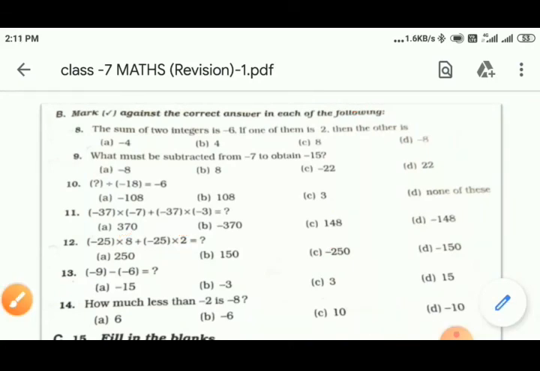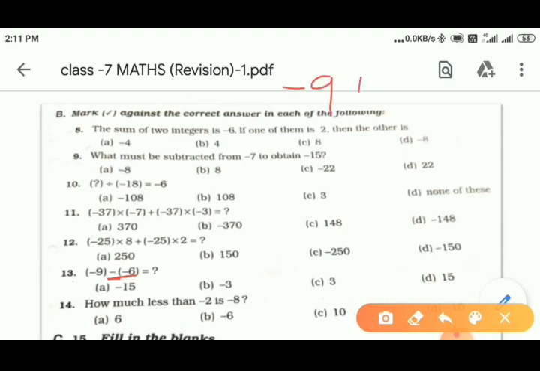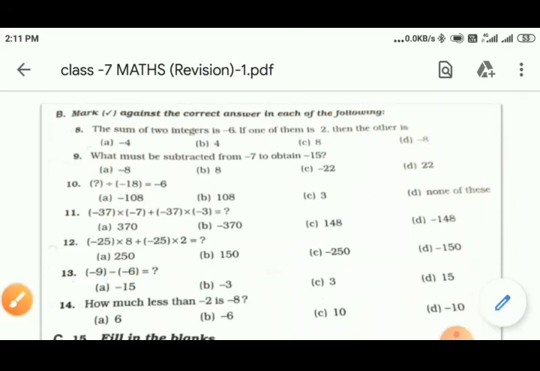Similarly, we can solve 13th. It is just simplification. You need to solve this bracket first of all, and we know how to solve bracket. These two signs come together, minus minus become plus. So our equation will become minus 9 and minus minus plus 6. Minus 9 plus 6 will give us minus 3, because different sign we need to subtract. So minus 3, it means option B is the correct.